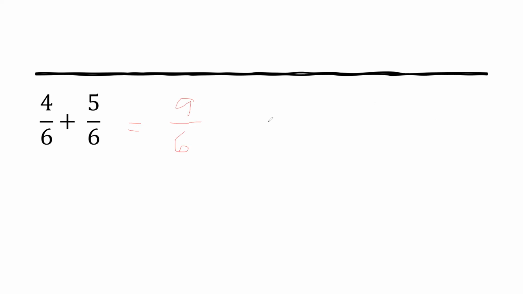Ibig sabihin, this can be changed into mixed number. Pero, sabi ko nga kanina, bago natin i-mixed number, i-try muna natin na i-lowest term. Ano makapag-divide sa 9 and 6? 3 po. So that will be 3 and 2. Tama? May makapag-divide pa ba sa 3 at saka sa 2? Wala na. So this will be 3 halves.